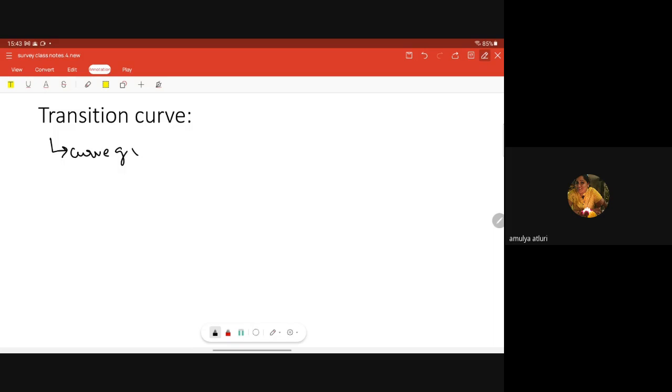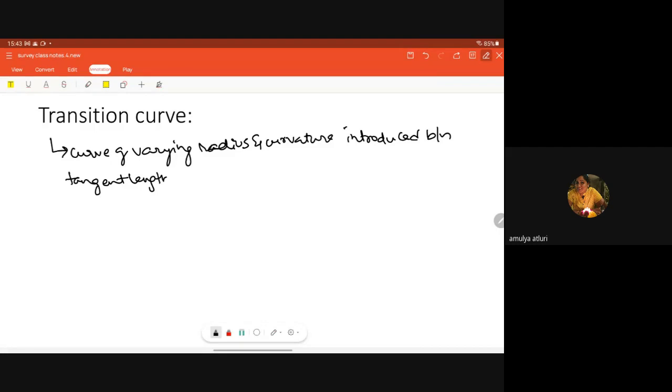Curve of varying radius and curvature introduced between tangent length and circular curve for smooth transition. Okay.